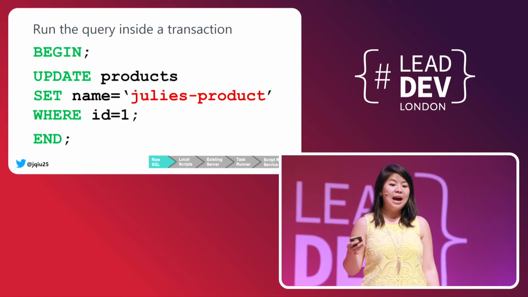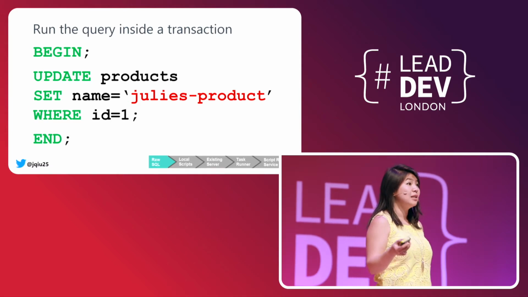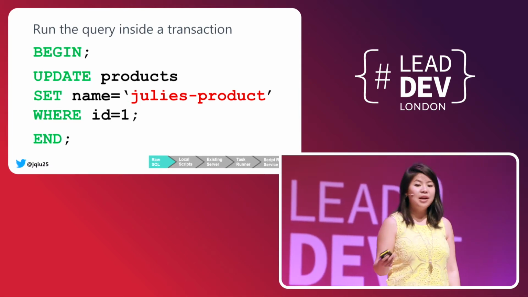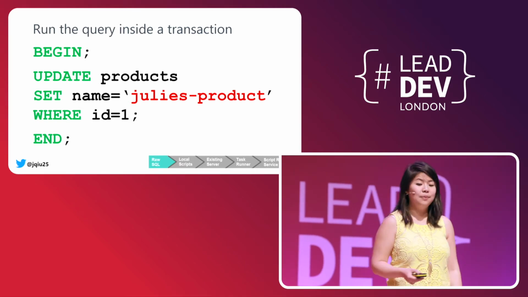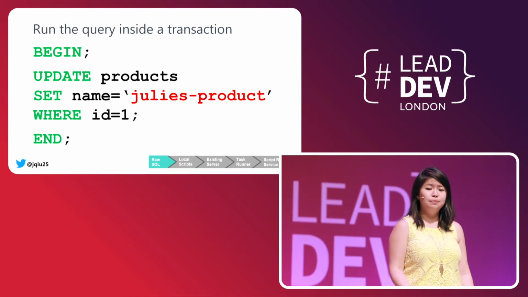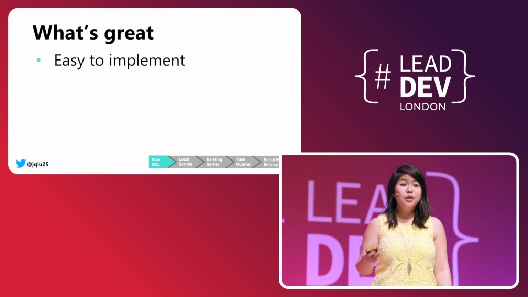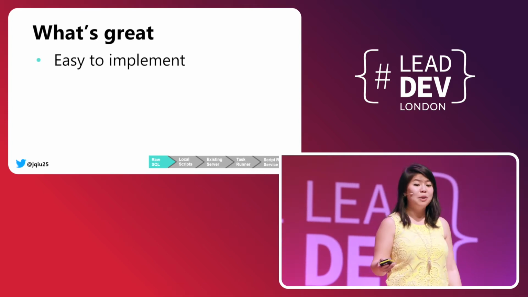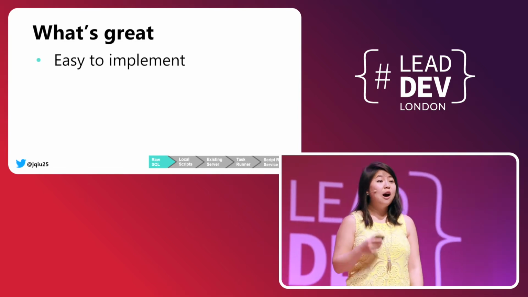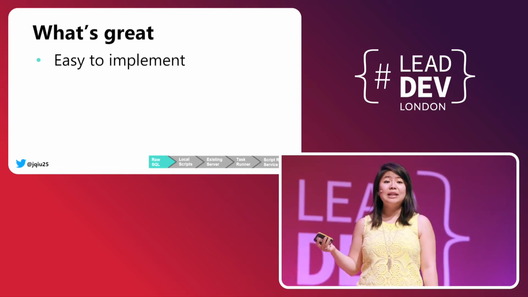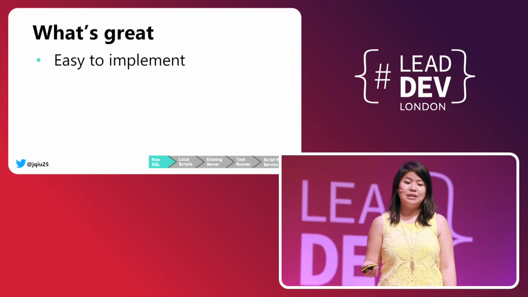In this step, we ask everyone to do their manual edits inside a transaction. That way, if they notice that they made a mistake halfway through, it's really easy to roll back. So what's great about this system? Well, the first is that it's really easy to implement and get up and running. You can do this before the conference even ends today. All it really takes is making a spreadsheet and sending an email to your team.